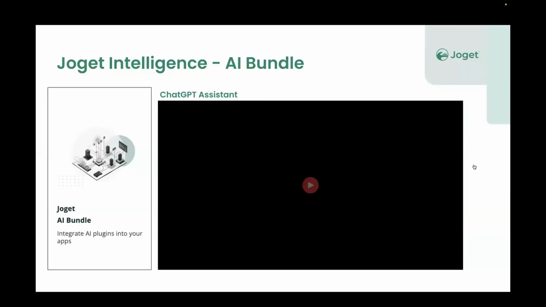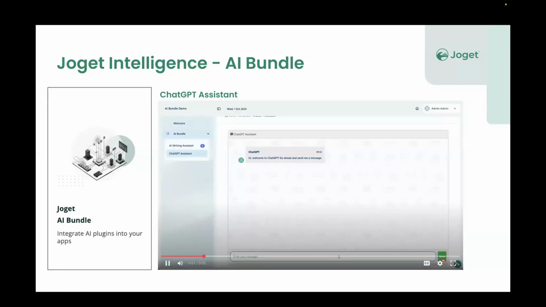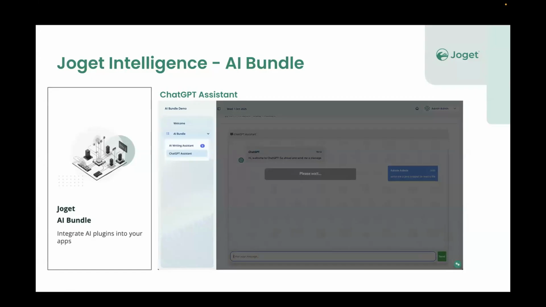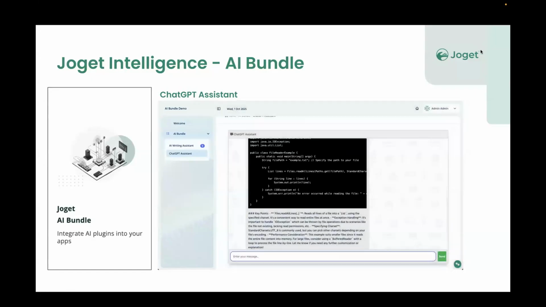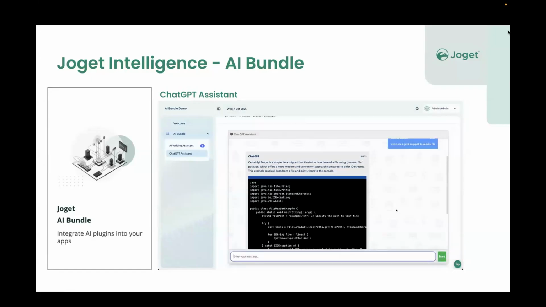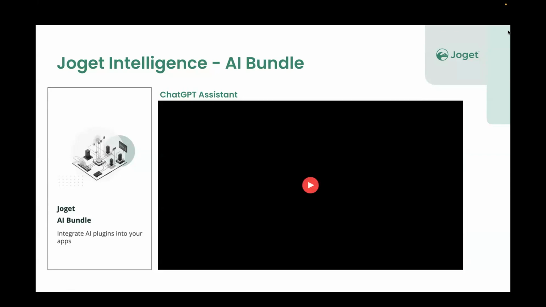Moving on. So that's the second one. So the third one would be what we categorize into AI bundle, right? It is actually a series of AI related plugins. So the first one would be the ChatGPT assistants. The intent of this is that we would be able to enable LLM integrations in a chat-like manner, right?